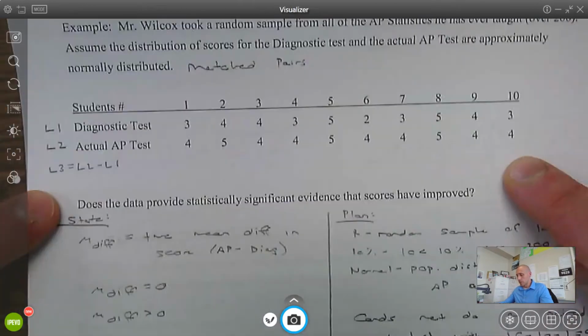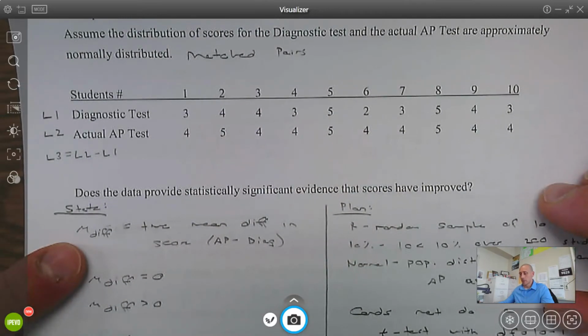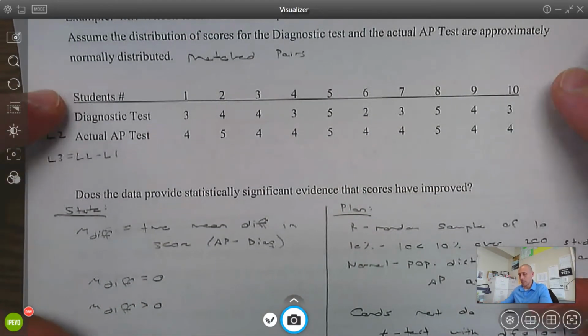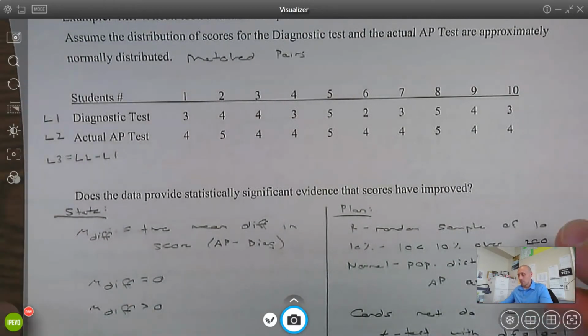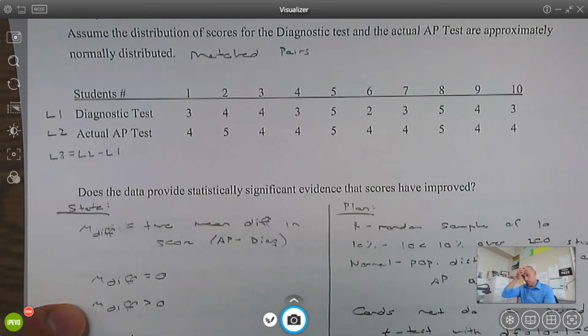So what we're going to do is take a look. Do we have significant evidence that the scores have improved? In order to figure that out, I'm going to look at the mean difference. So the null is going to be the true mean difference in the score. You could set up the subtraction either way. I chose to do the AP minus the diagnostic. So the mu diff is 0. The mean difference is 0. And the alternative would be that we think the scores have improved from the diagnostic to the AP. So this would be greater than 0.